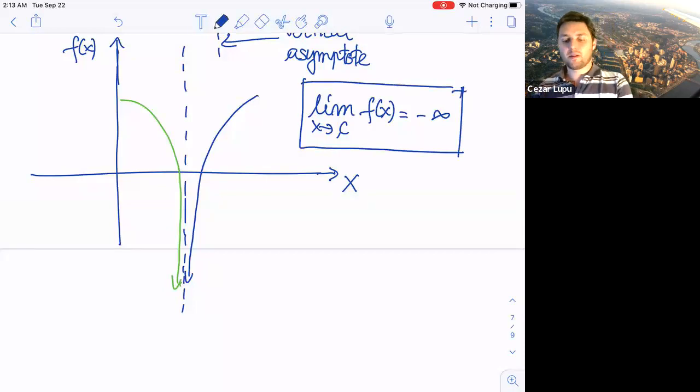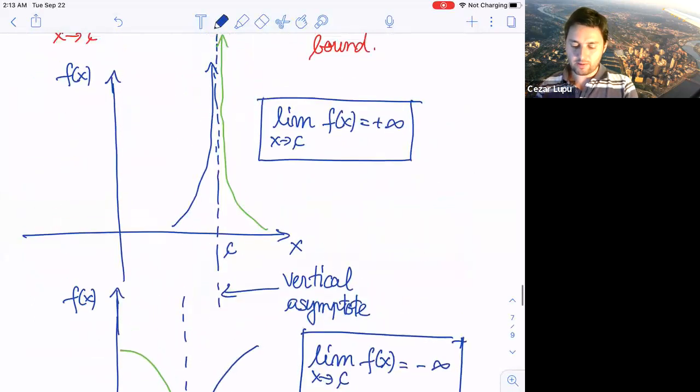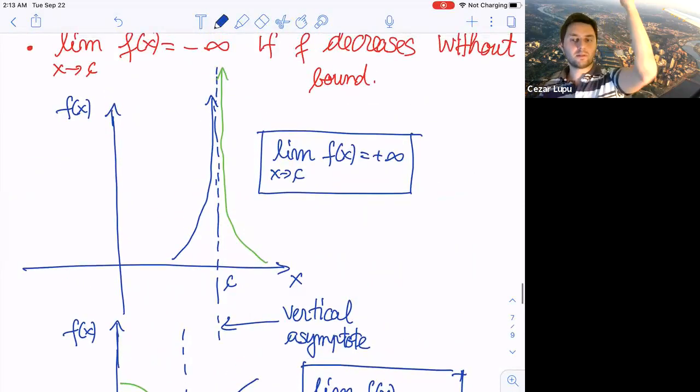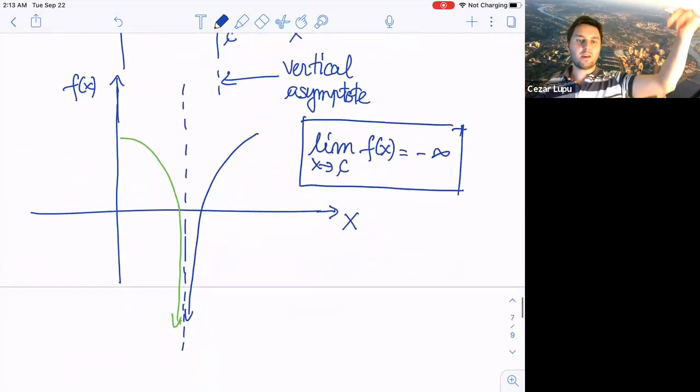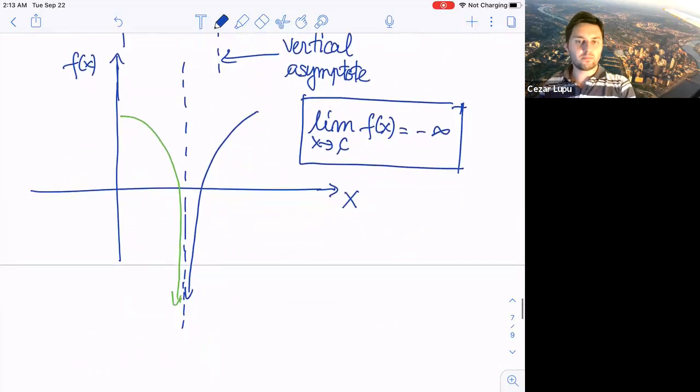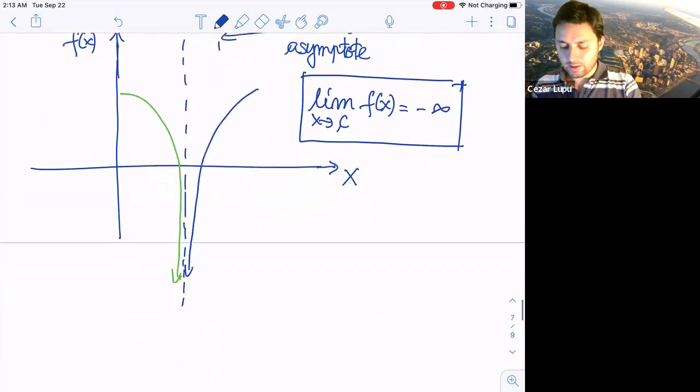Anyway, I think it's quite clear. The two pictures are quite clear, right? As you can see in the first one, it increases without stopping, so the limit will be positive infinity. And in the second picture, it decreases and doesn't stop, so the limit is negative infinity. Well, let's see an example.